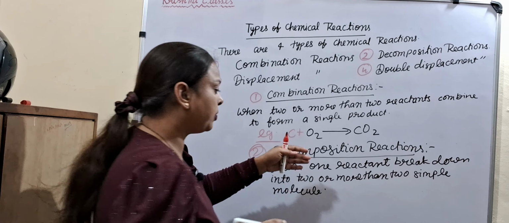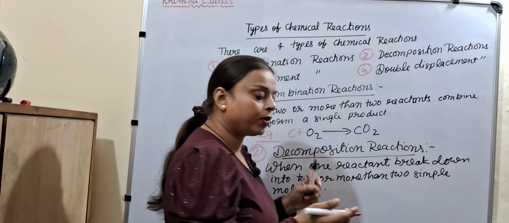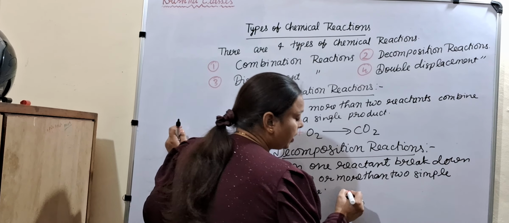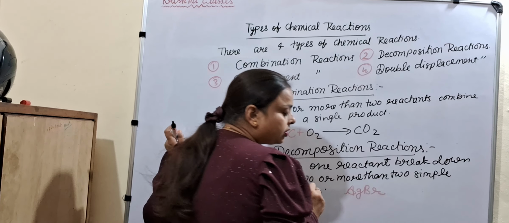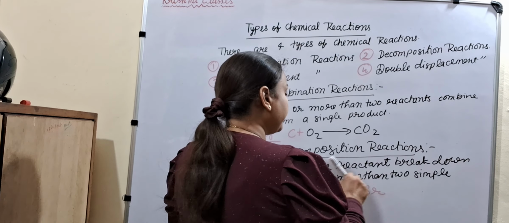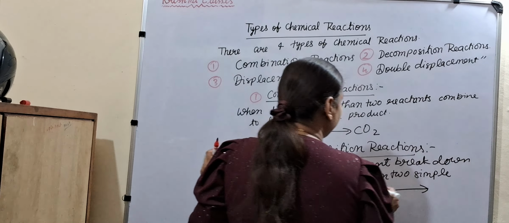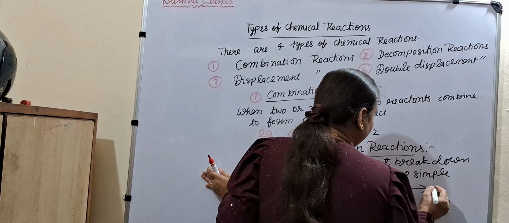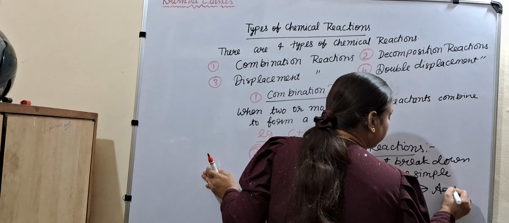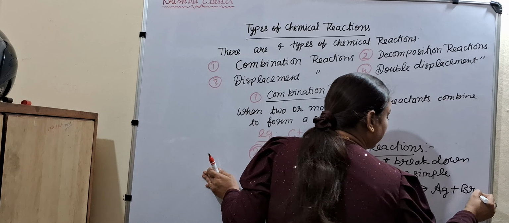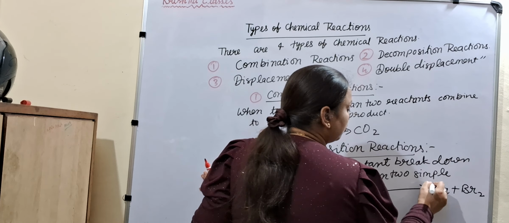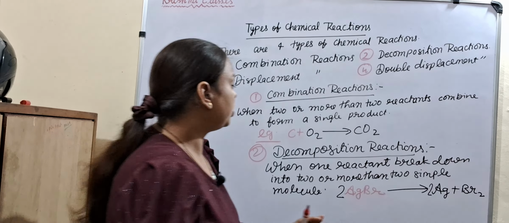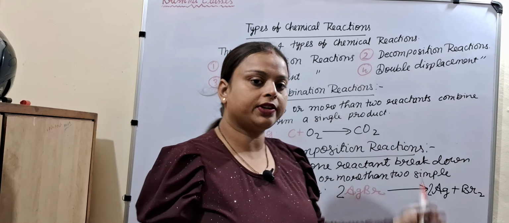What is the example of decomposition reaction? You can take the example of AgBr, silver bromide. When AgBr breaks down, it is converted into Ag plus Br2. Okay, you have to balance this, so you write 2 here and 2Ag plus Br2. So this is the example of decomposition reaction.